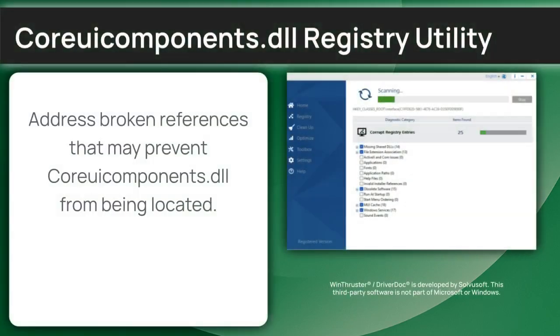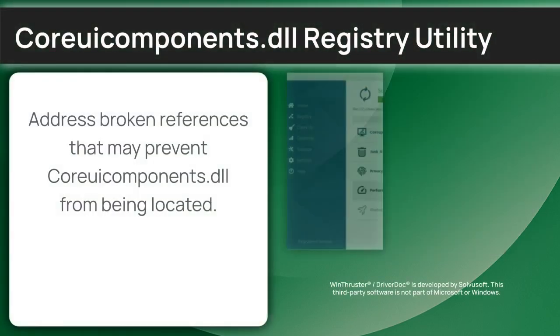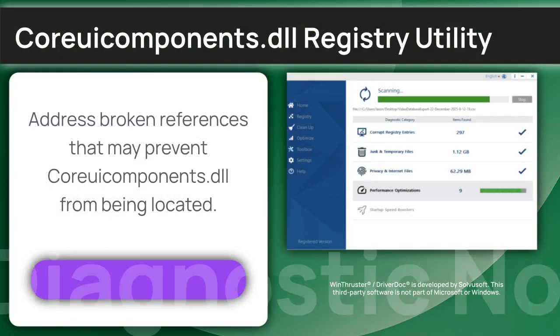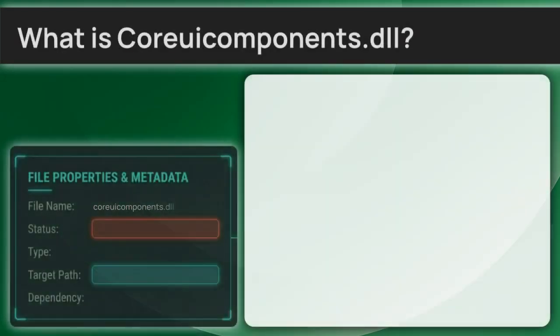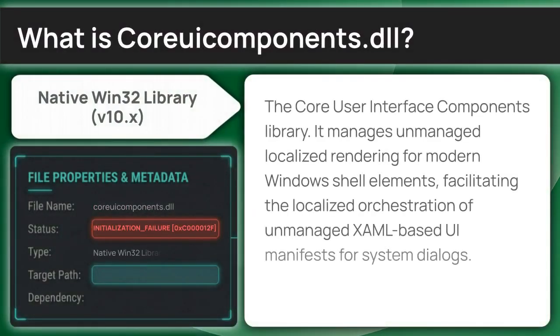To start the walkthrough for Core UI components, you can follow my technical guide or use a utility designed to optimize your system configuration. This is the Core UI components, the Core User Interface Components library. It manages unmanaged localized rendering for modern Windows shell elements, facilitating the localized orchestration of unmanaged XAML-based UI manifests for system dialogs. Since we've identified what's missing, let's try the official recovery method.